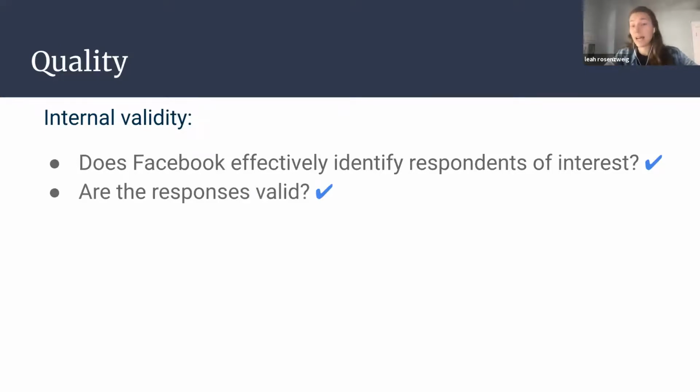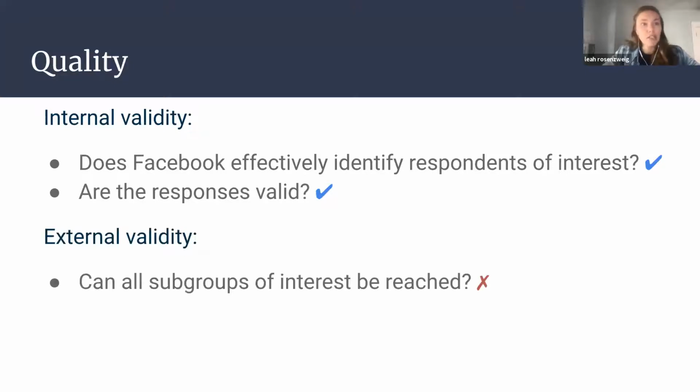Second, are the responses valid? Meaning, as we're always concerned, whether it's on MTurk or something else, are respondents paying attention? Are they answering the question correctly? All of that. And so on these first two measures, we find that actually Facebook does pretty well.